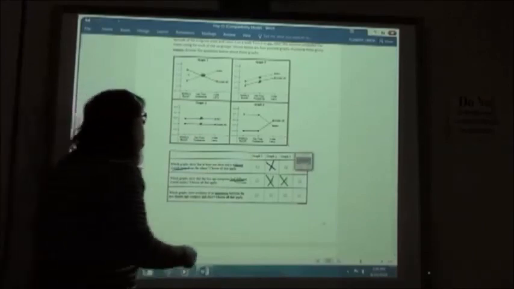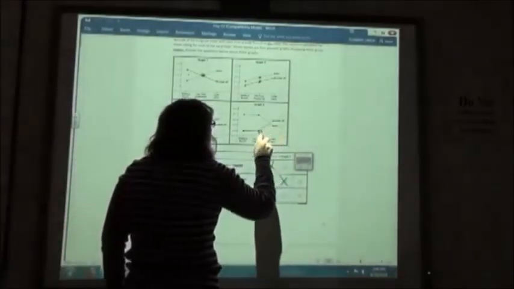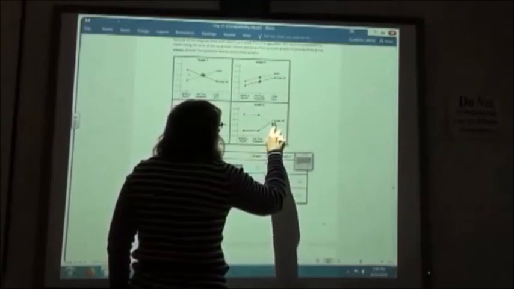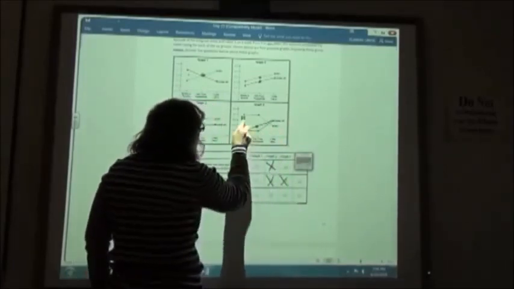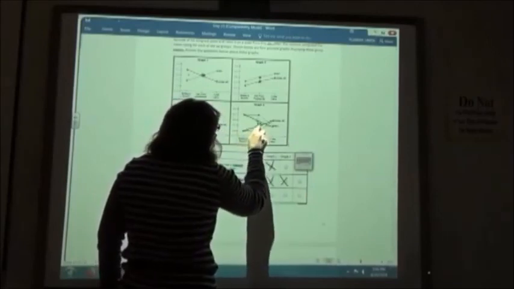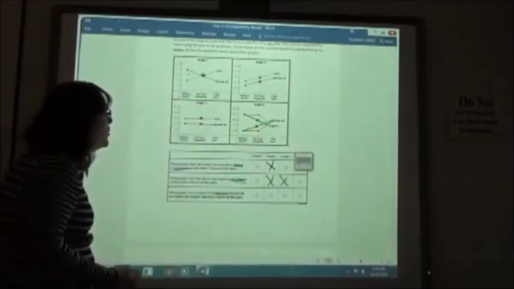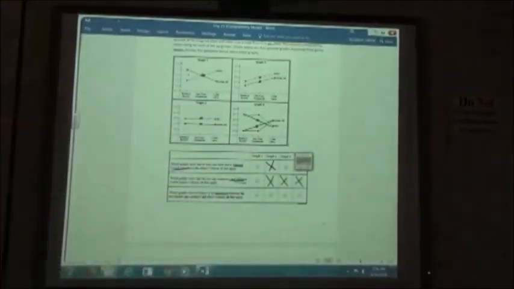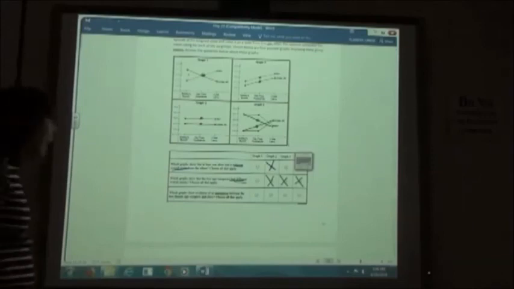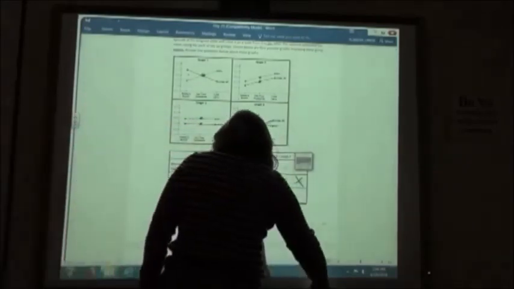On the next one, the average of this line is a little hard to calculate, but if I just drew this here, my average would be about there. My average here would be about there. And so, are those the same dots? No. My averages wouldn't be the same. And is there an interaction?